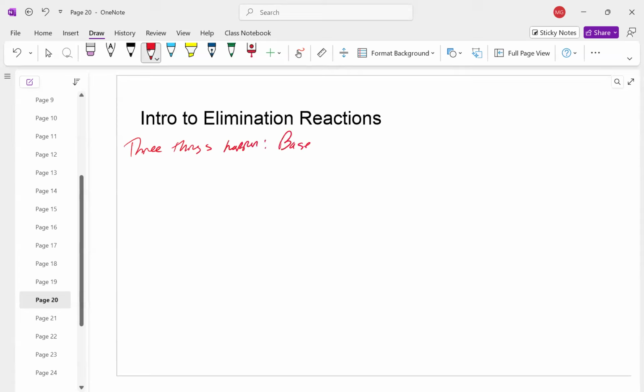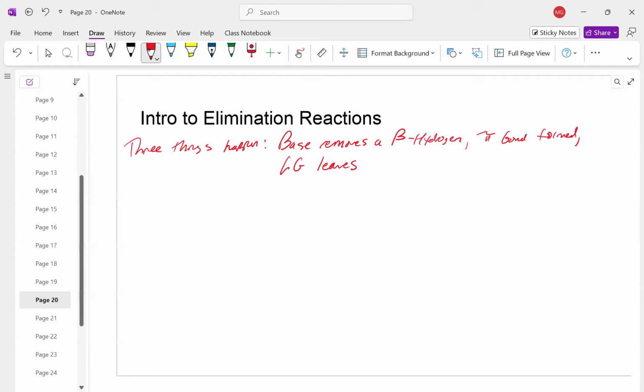Number one, a base removes what's called a beta hydrogen. Now, I'll talk a little bit more about what that means, but a beta hydrogen is adjacent to the leaving group. It would be a very good idea to review your weak versus strong bases. I would highly recommend taking a few minutes to do that because that's going to come into play with elimination reactions. Second thing that happens in elimination is that there is a pi bond formed. And then third thing is that the leaving group leaves.